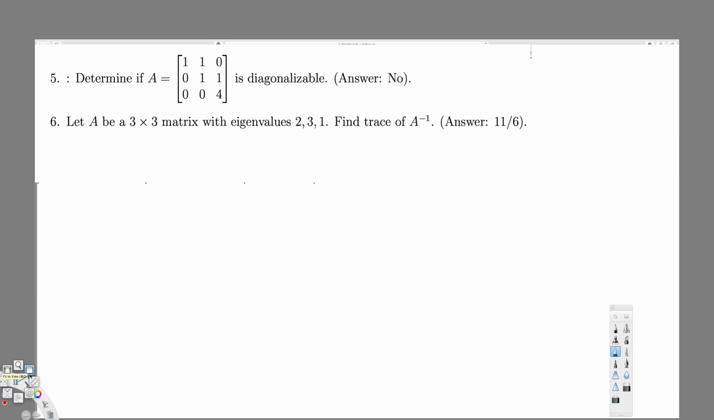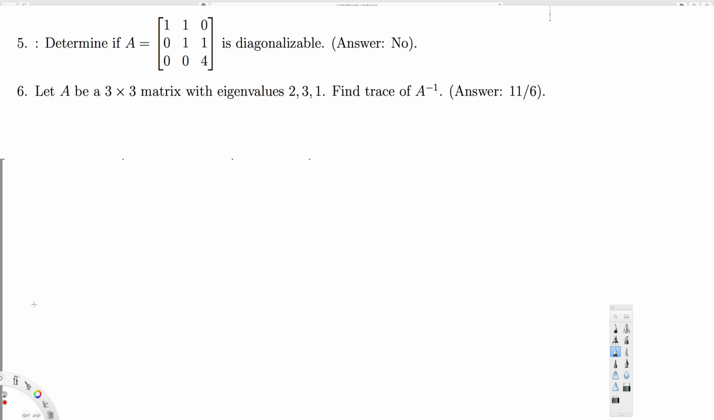Going on, guys, let's do this problem right here. The question is asking to determine if A is diagonalizable. So let's see how we can find it. We know for something to be diagonalizable, it has to have algebraic multiplicity and geometric multiplicity, and both should be equal numbers. So let's check whether they are equal.